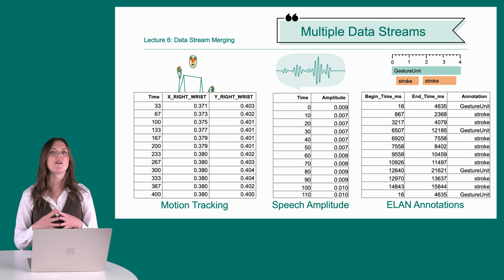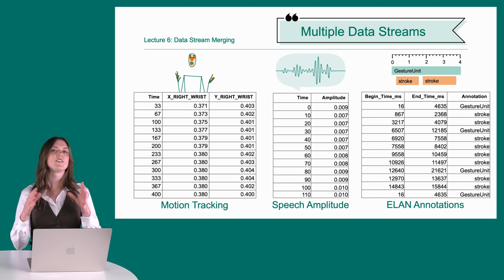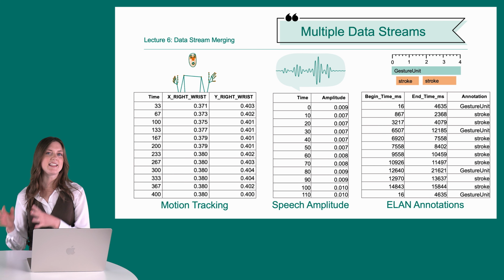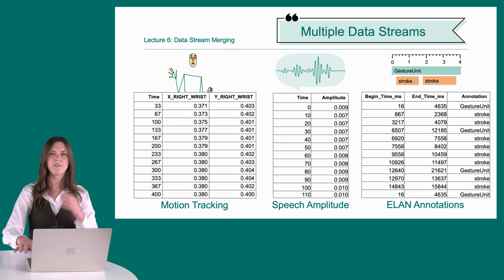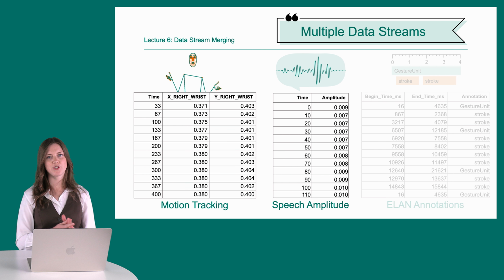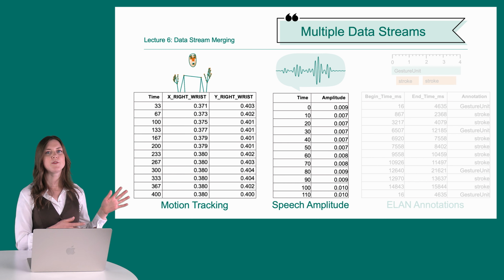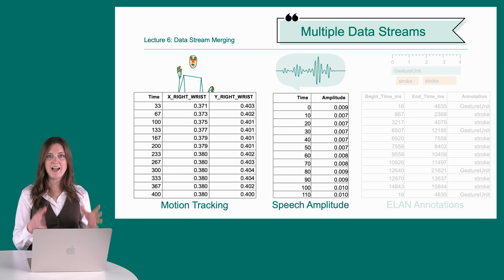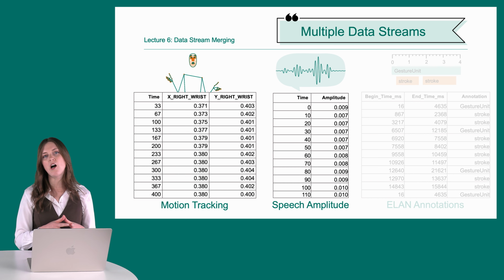So now we're working with 3 data streams. We have motion tracking data, speech amplitude data, and ELAN annotations. So we'll start with motion tracking and speech amplitude. These data frames are structured pretty similarly. We have a column called time, and then additional columns for our continuous variables.